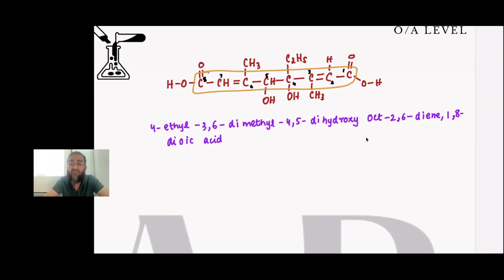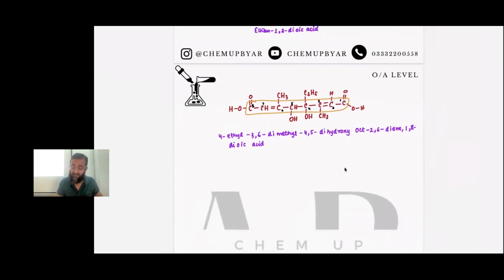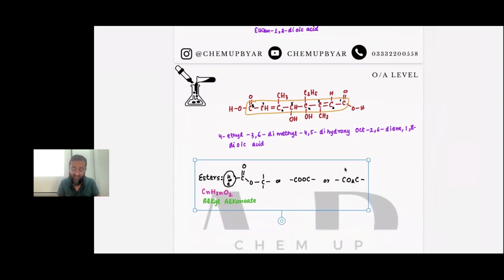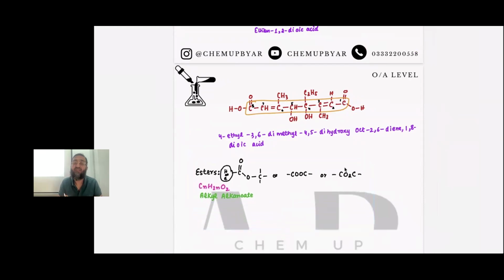So what is the general name for ester? Very good. The general name for ester is actually alkyl alkanoate. Now you need to understand which part is alkyl and which part is alkanoate.